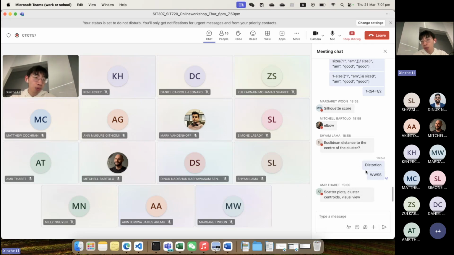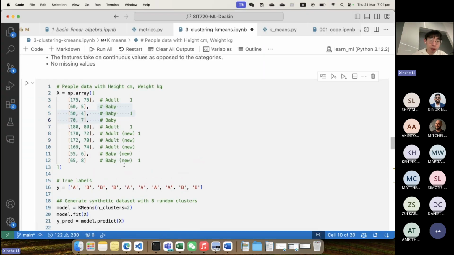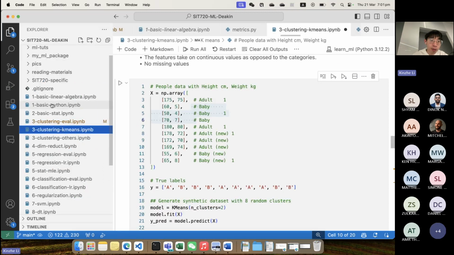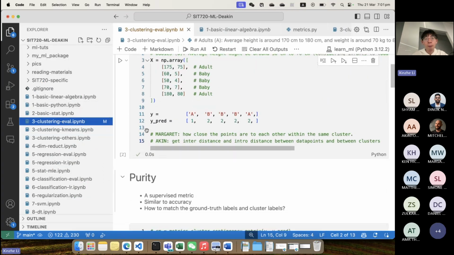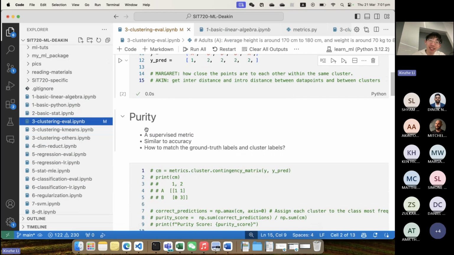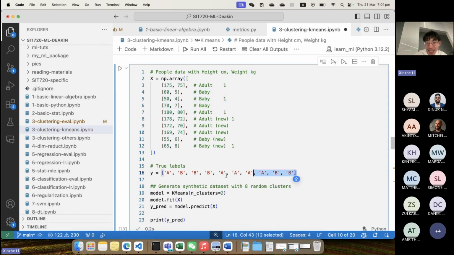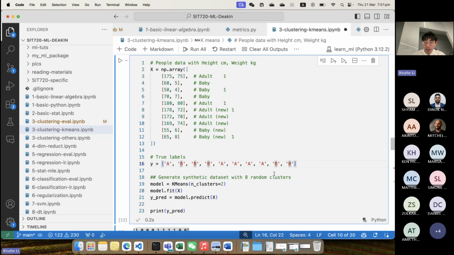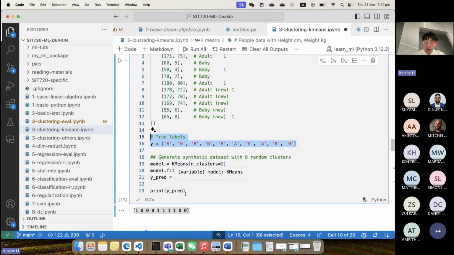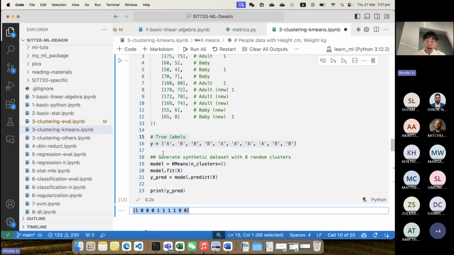Okay, so I just go to the distortion and WCSS first. Oh, sorry, no one brought out the purity score. Actually, you should bring out the purity score for this example. Why? Because this example gives you hypothesized true labels, right? Adult, baby, baby, baby, adult, adult. So we can hypothesize this is the true label. Then we have a prediction. So we have label and prediction.